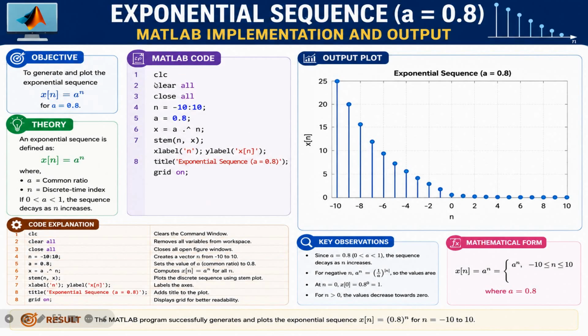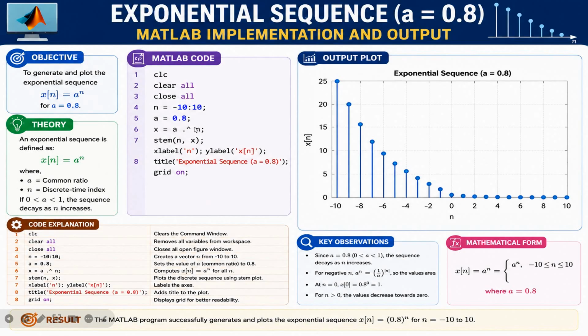Now here you have the MATLAB code. This is the MATLAB code for this particular graph. So first is the clc, which will clear the command window. Then you have clear all, which removes all the variables from the workspace. Then close all, which closes all the open figure windows. Then you have n is equal to minus 10 colon plus 10, which creates the discrete time index from minus 10 to plus 10. Here you can see, you have from minus 10 to plus 10. So this is how we are defining the time index here.